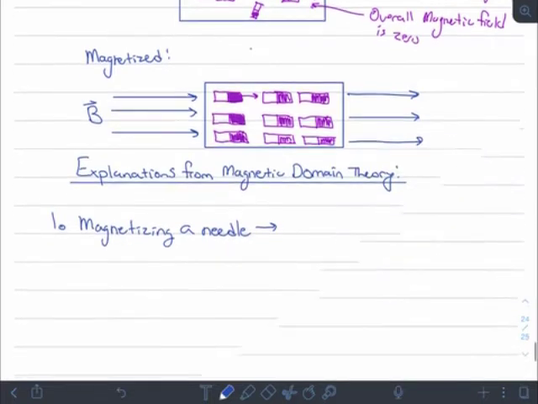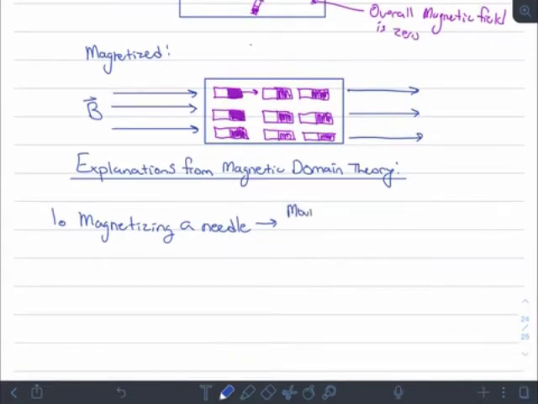Yeah, so you can magnetize a needle by moving it in one direction across a magnet. Moving what? The needle. Oh, okay. Now, why do you think that magnetic domain theory explains this? Taylor.